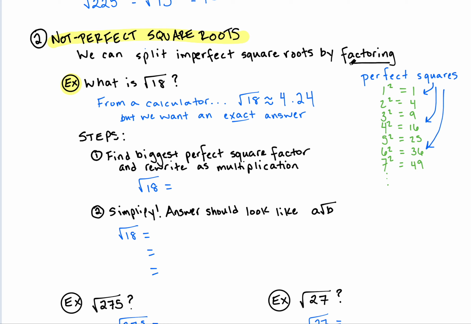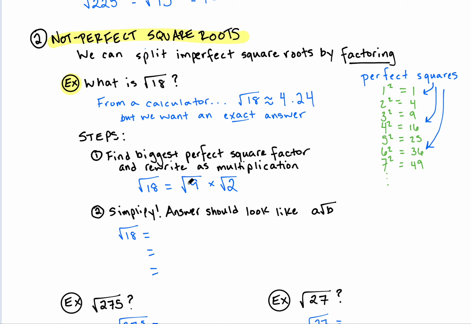There are 2 steps to help us find this. First we factor. What we want to do is find the biggest perfect square factor and rewrite this as a multiplication. We look at our list of perfect squares and identify which one divides 18 perfectly. I can see already that 9 is the biggest number that divides 18 that's also a perfect square. So I'm going to rewrite this as the square root of 9 times the square root of 18 divided by 9, which is 2. So 9 times 2 equals 18.